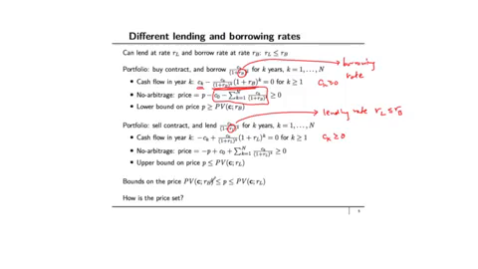We find that the price is upper bounded by the present value calculated at RL. It's lower bounded by the present value calculated at RB. And therefore, we get a no arbitrage interval. This is an example of an incomplete market. Markets where we cannot completely hedge away the risk, and therefore you don't get an exact price using a no arbitrage argument. So how is this price P set?